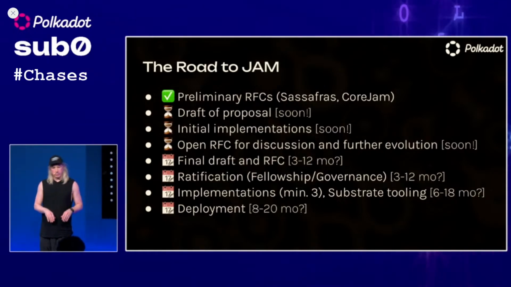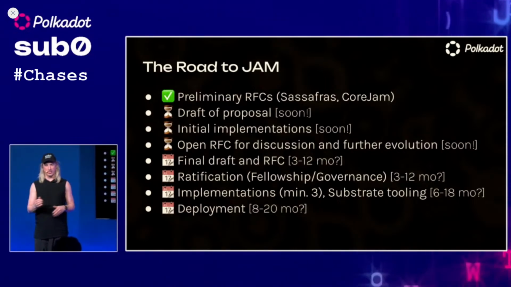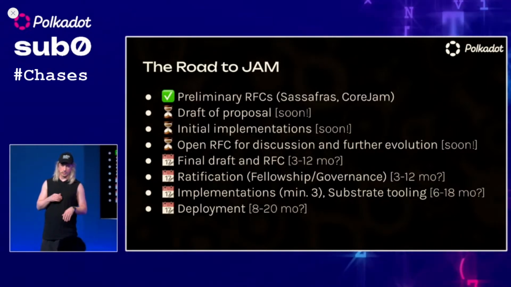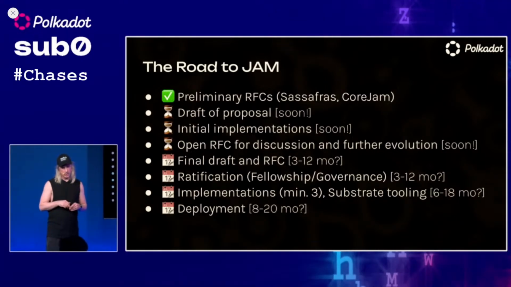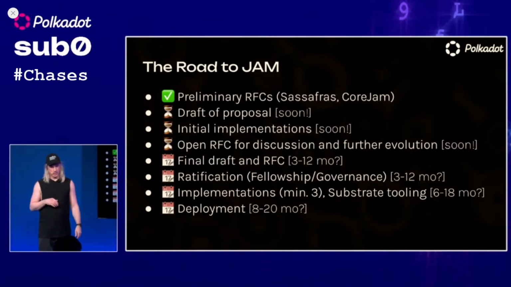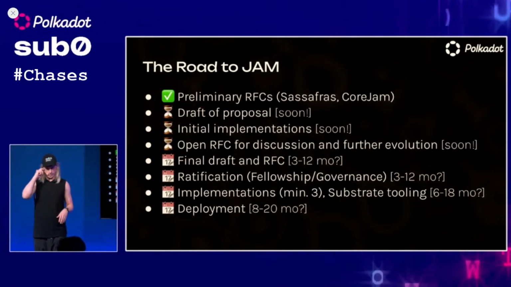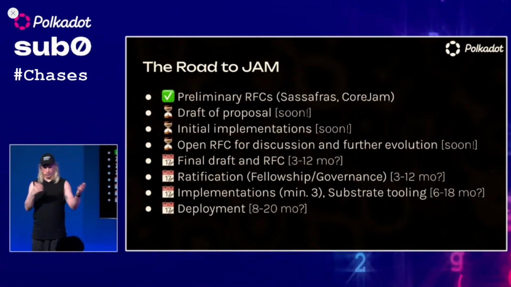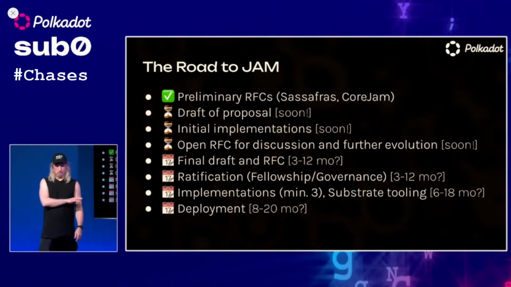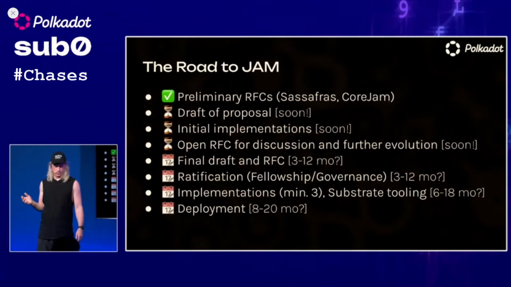Following some months of that, I cautiously estimate between 3 and 12, probably centering on about 6, but let's see, there would be the final draft of the proposal, which is basically a draft specification, and an RFC that says, this is what we want Polkadot to turn into. There'd then be ratification, which would basically be an on-chain vote from the fellowship and governance, or one or the other, I don't know, something along those lines, probably both. And then I guess that would take maybe a month or so, and then implementations.